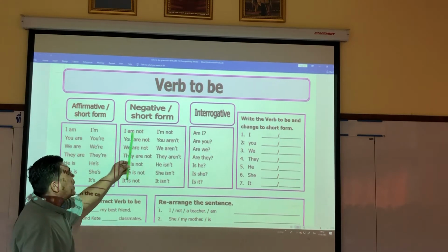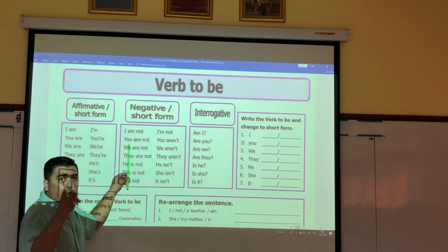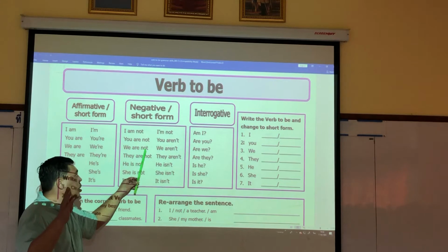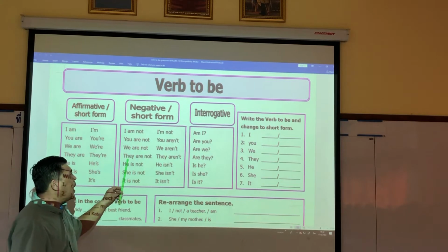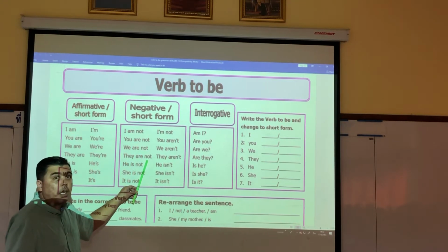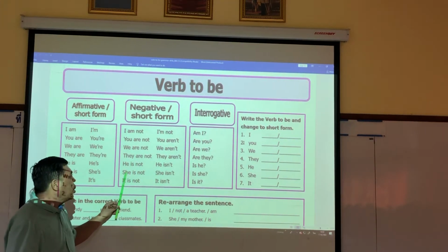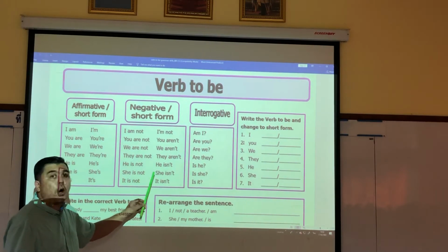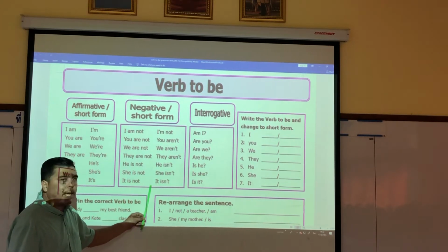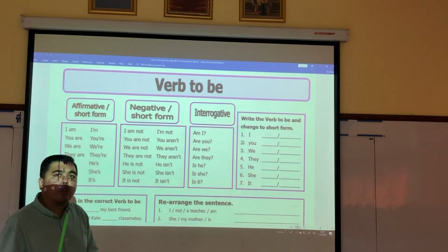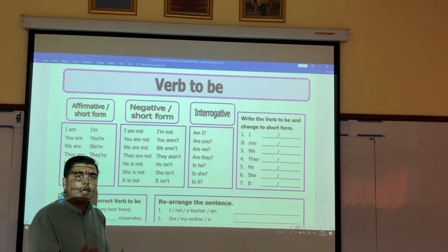Negative. All we do is add not. I am not a student. You are not a teacher. We are not buffaloes. They are not smart. He is not happy. She is not a boy. It is not a human being, because remember, we cannot use it with human beings. We use it with things.